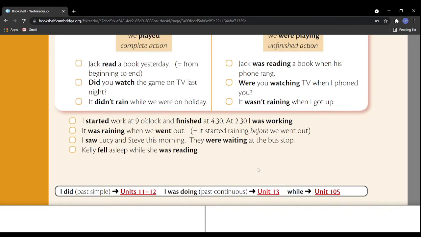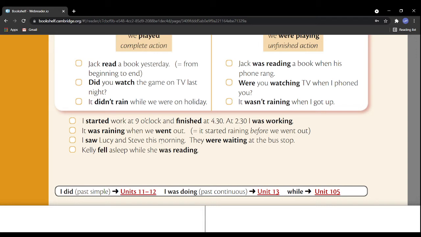Let's see here are the examples. I started work at 9 o'clock and finished at 4:30. At 2:30 من 9 لين 4. يعني 2:30 كان عندك وقت تشتغل صح ولا نفس الوقت الشغل يعني. فتقول I was working. If someone asks you what were you doing at 2:30 you would say I was working.